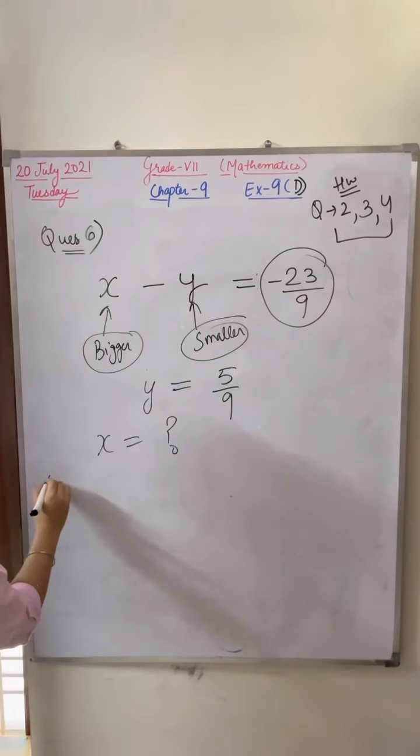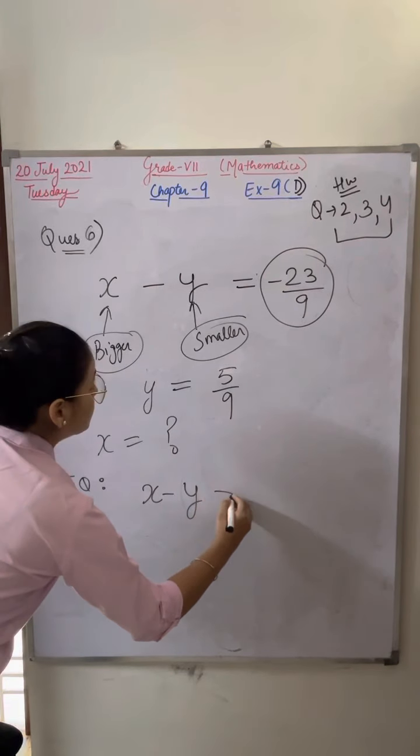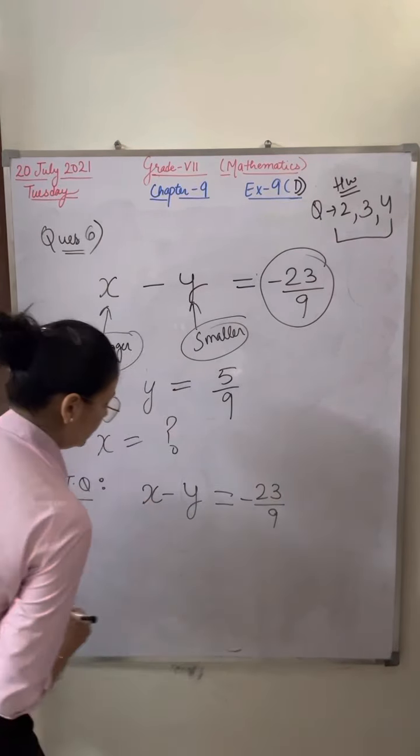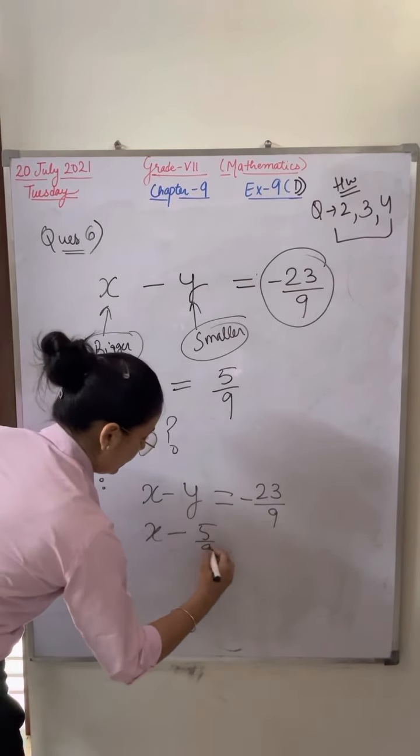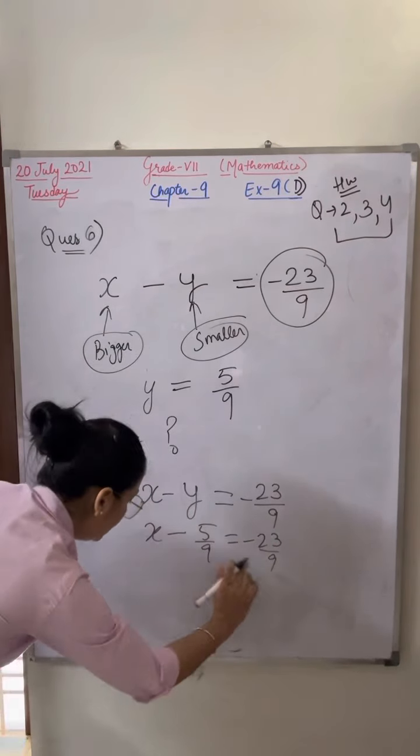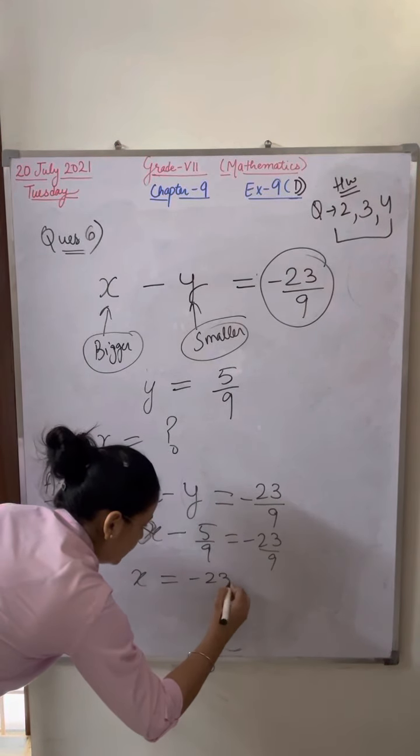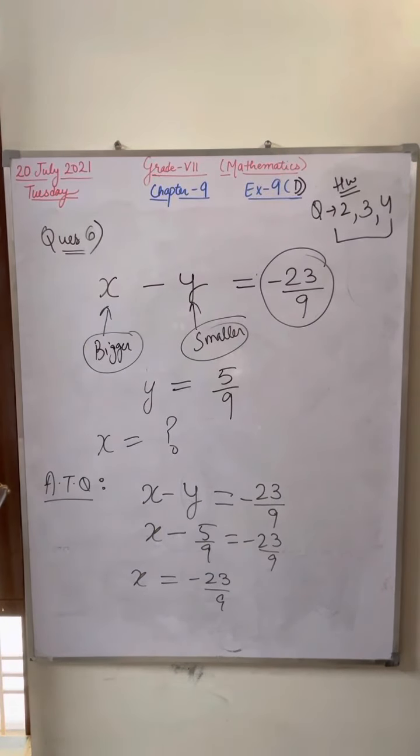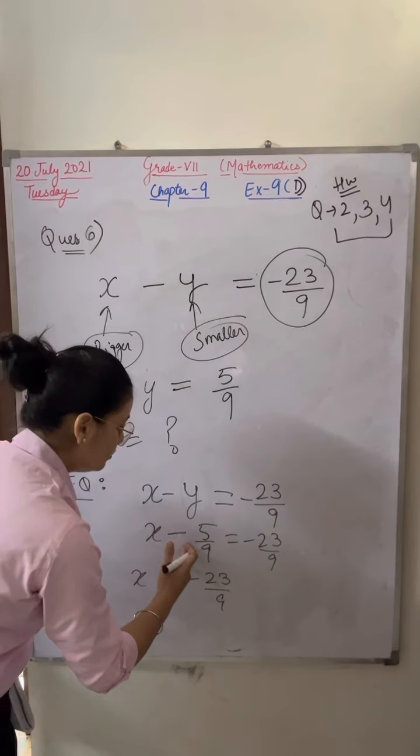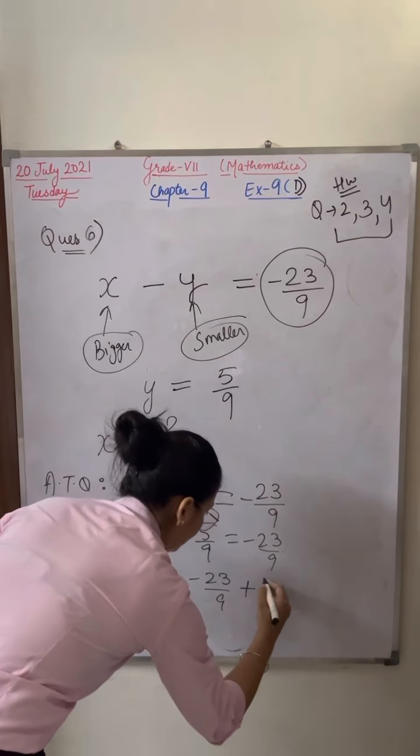Now according to the question, x minus y is equal to minus 23 upon 9. x is not given, so write x as it is. y is 5 by 9, equal to minus 23 upon 9. This minus 5 by 9 will go to that side. Shivansh, minus 5 by 9, if I move it to that side, will it become plus or minus? Yes, it will become plus 5 by 9.